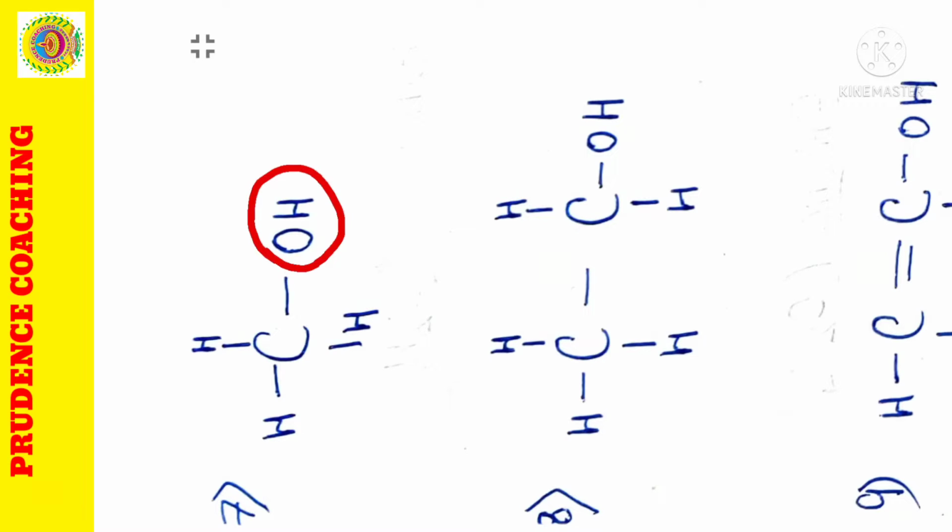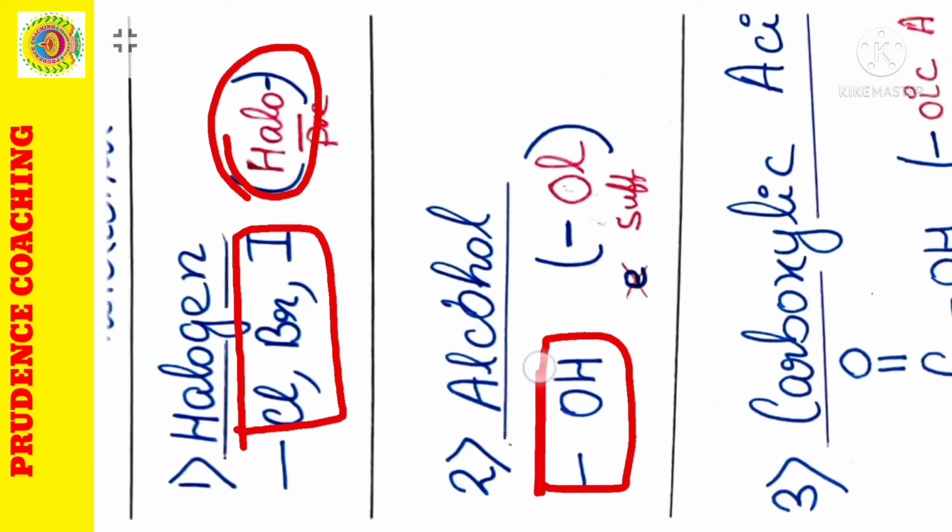Now, as you can see in number 7, here we have the attachment of OH that we have learned to be alcohol. So as it is alcohol, let us go through the functional group of alcohol. So as we have found this attachment here, that means it is under the functional group of alcohol. As you can see here, E will be cancelled and you will write OL as the suffix if it is alcohol.